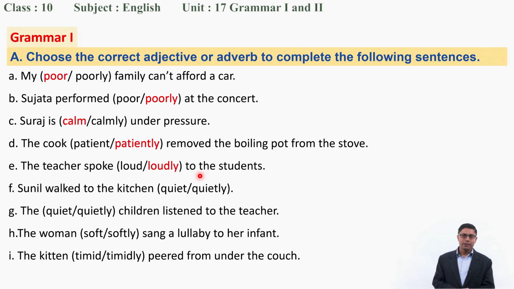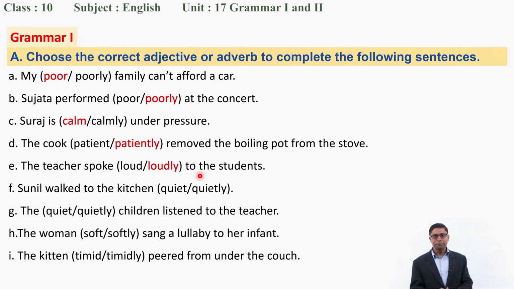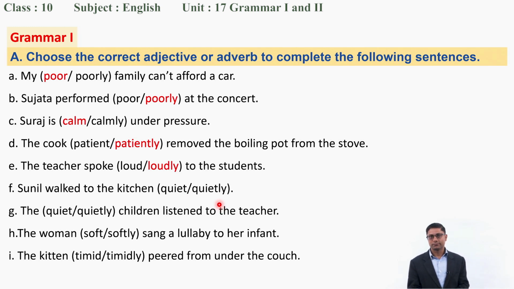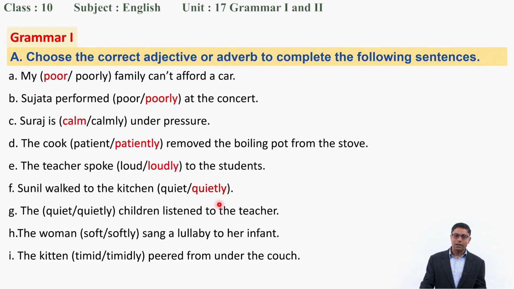Very good. Now next one, F. Sunil walked to the kitchen quite quietly. So what's the right answer here? Quite or quietly? Exactly, it's quietly. But why? How can you say that quietly is the right answer? Very good. Because we are talking about the way Sunil walked into the kitchen. That's why it's quietly.